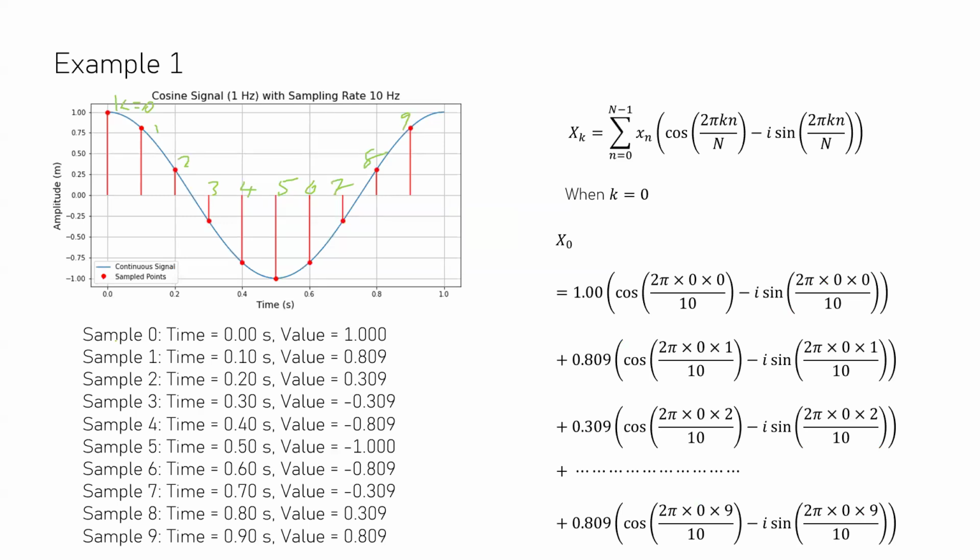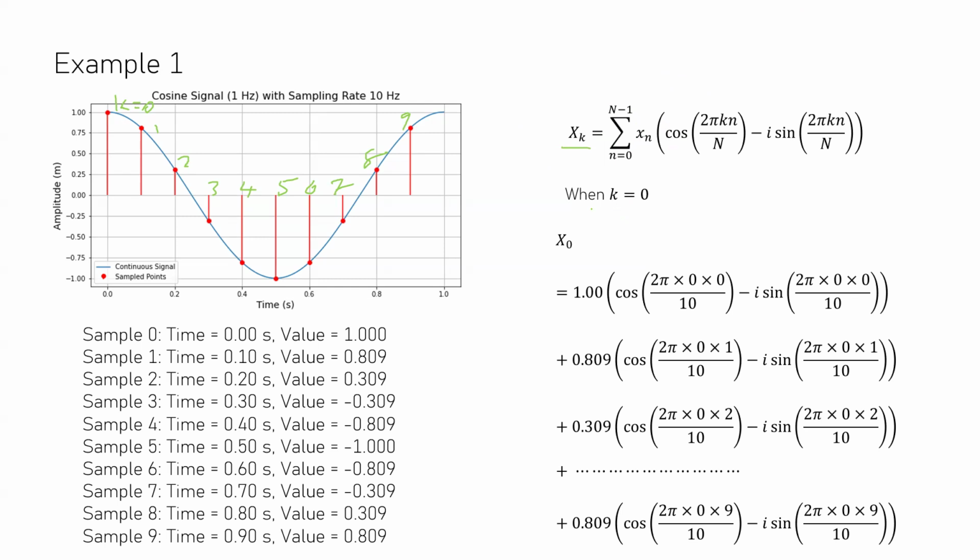So here you can see the values of the samples. For sample 0, the value is 1. We can see it here clearly. For sample 1, the value is 0.809 and the time is 0.1 seconds. For sample 2, the time is 0.2 and the value is 0.309. So by considering this Fourier transformation expression, we can find these X k Fourier components.